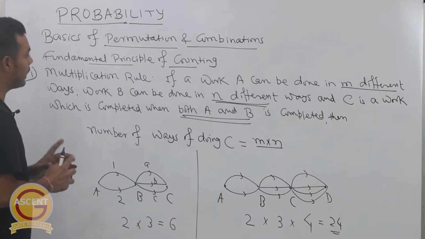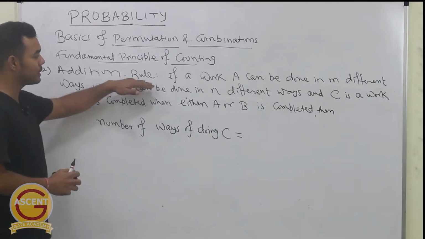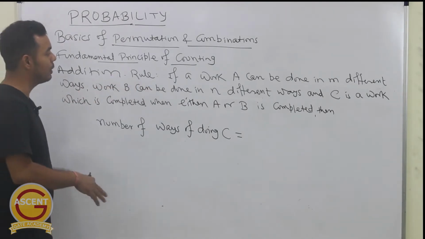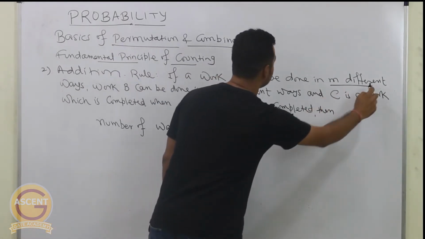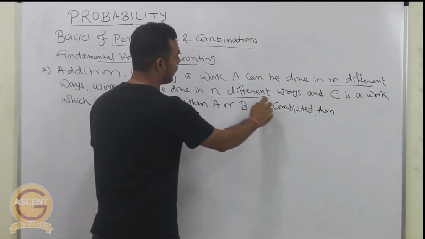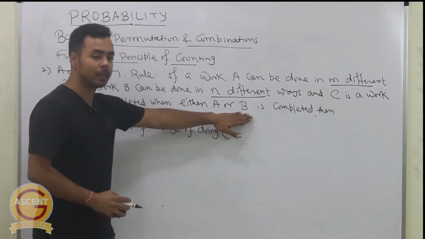The second one is the addition rule. Now the statement of this addition rule is similar to the multiplication rule. The statement is that if a work A can be done in m different ways and work B can be done in n different ways, and C is a work which is completed when either A or B is completed.